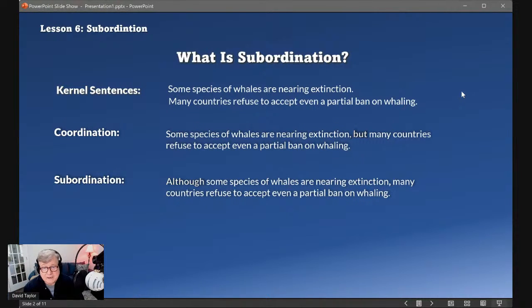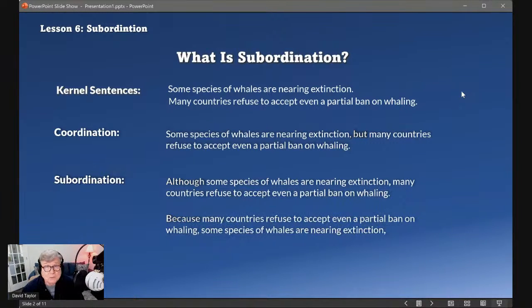So with subordination, we would have something like "although," that's a subordinate conjunction that produces a subordinate clause. Although some species of whales are nearing extinction, many countries refuse to accept even a partial ban on whaling. Notice that because that first clause is made subordinate, in other words, a non-sentence, with the conjunction although, and because the information in the main clause is placed last, we now have full emphasis on the fact that there are countries refusing to accept even partial bans on whaling.